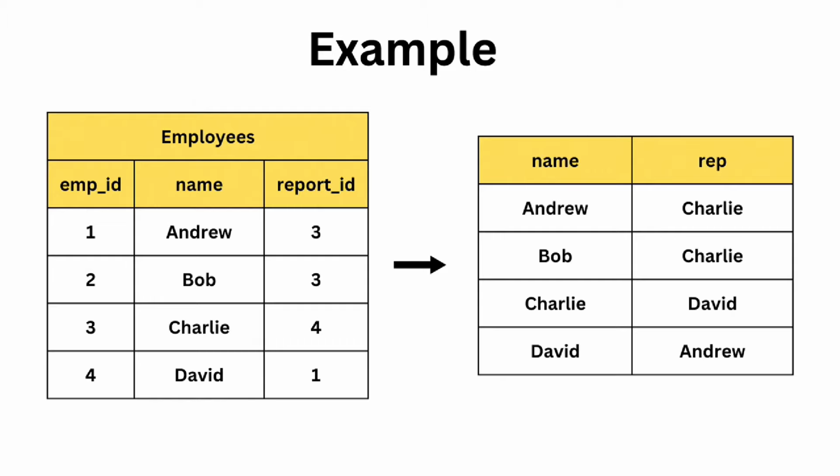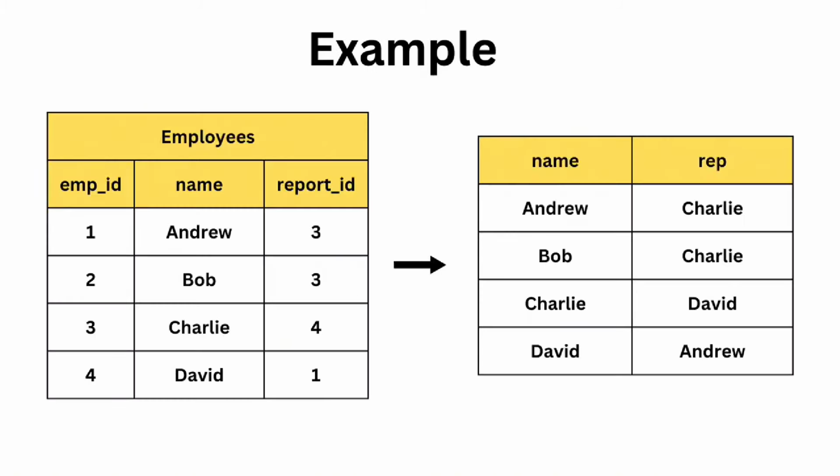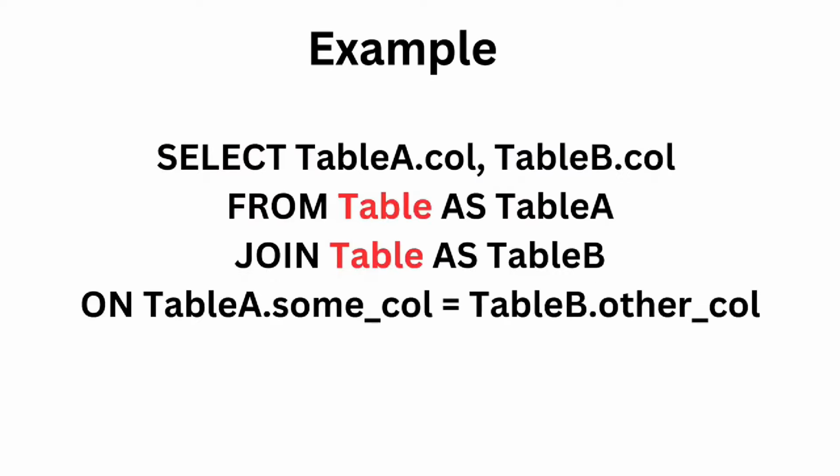So I can use a self-join to essentially make a copy, join it together in order to match the employee name with the report ID along with the employee ID. So let's break this down. Here again, we have the generalized syntax, and let's start swapping out the components given what we want to accomplish here, going from this employees to just the name of the person they report to.